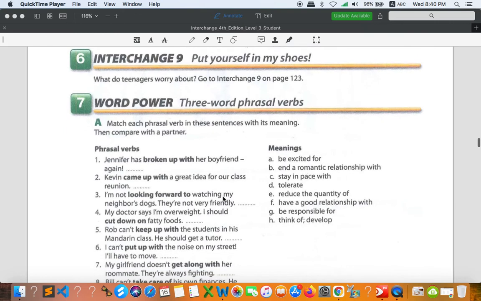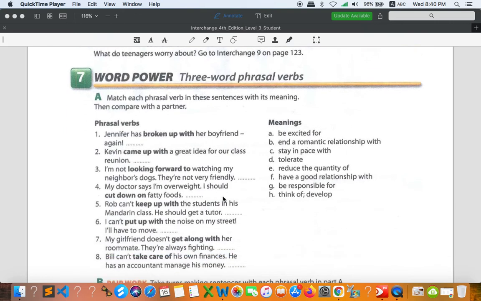All right, so let's go to number 7, which is about 3-word phrasal verbs. A phrasal verb is a group of words that begins with a verb and a particle. The particle can be a preposition, just like take, and then we have the particle off. So you can say take off, take up, things like that. But in this case, we have 3-word phrasal verbs, so not only 2 but 3. You can see the example, broken up with. So we have up and with. So 1, 2, 3. We call it a 3-word phrasal verb.